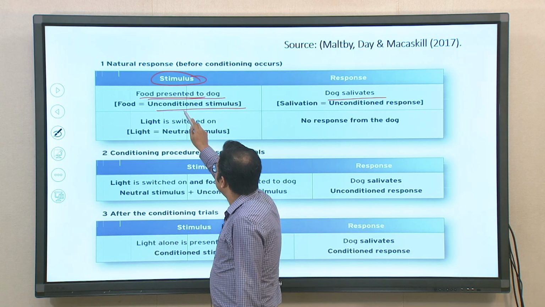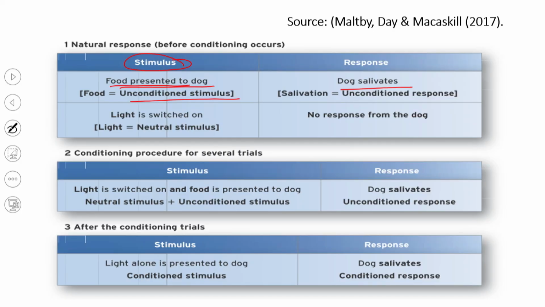So, in this case, the stimulus, food, is called unconditioned stimulus. The natural response, salivation, is called unconditioned response. So, there is no conditioning, these are automatic responses. Okay? So, this is what is happening before conditioning.